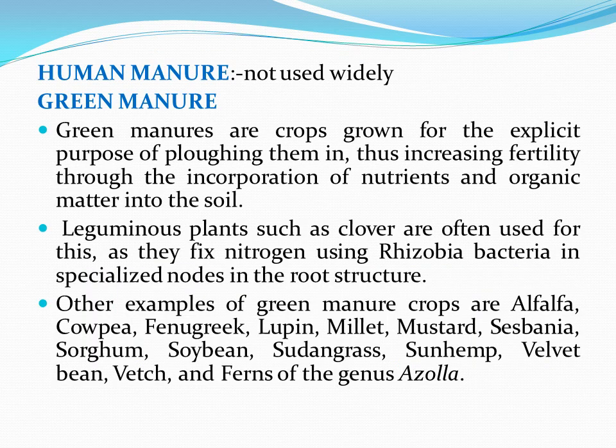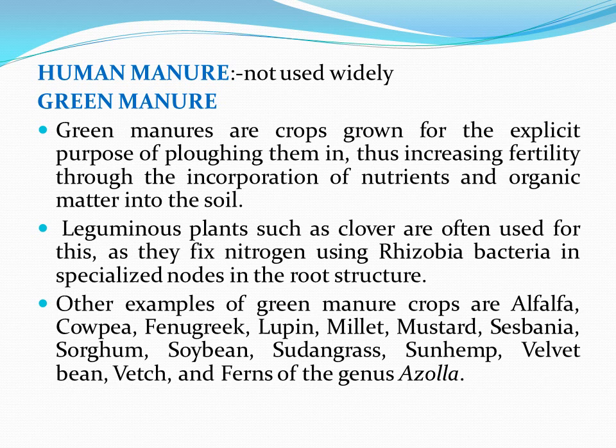Now coming to the human manure. Human manure is not used widely. Now green manure. Now what is green manure? Green manures are basically crops which are grown for the explicit purpose of ploughing them so that we can increase the fertility of the soil, and also they help in incorporating the nutrients and organic matter into the soil.